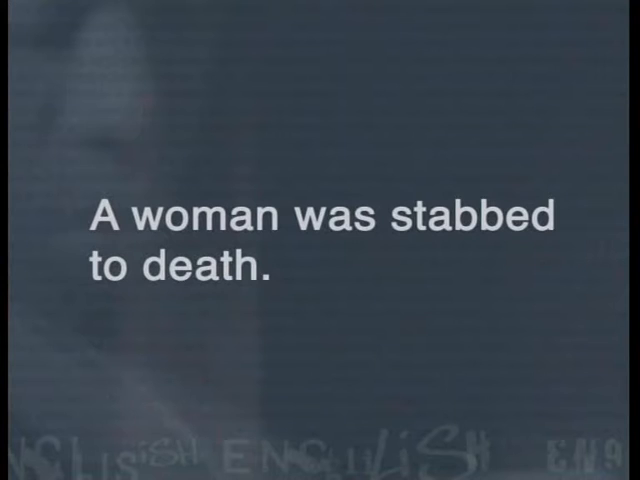Well, here are a few examples. I'm sure you'll be able to come up with some more of your own. Let's imagine that there's been a murder. A journalist would know that someone is dead, but they wouldn't know who committed the crime. So, for example, they could write something like this. A woman was stabbed to death.